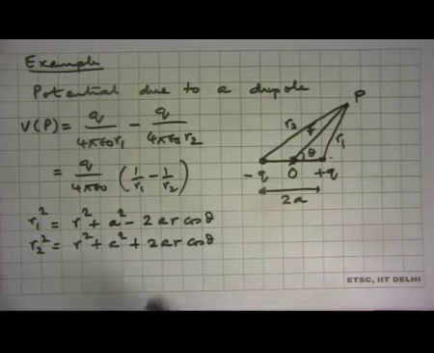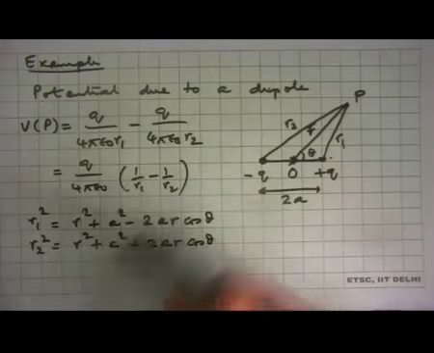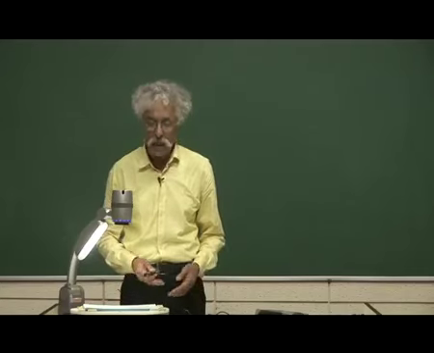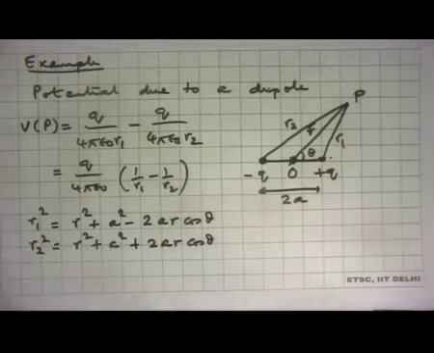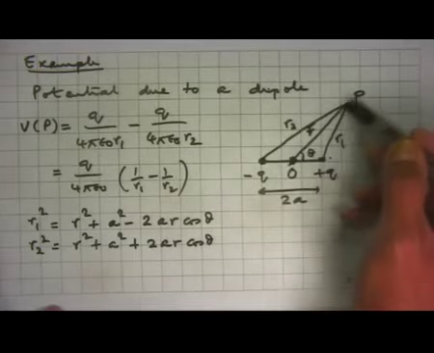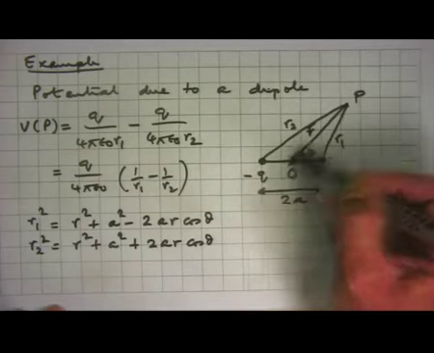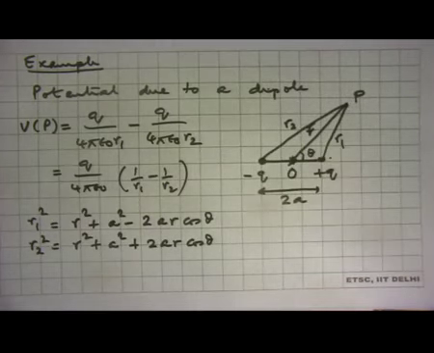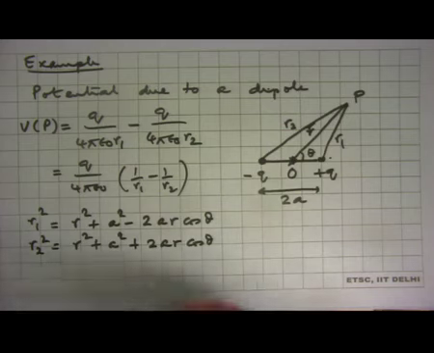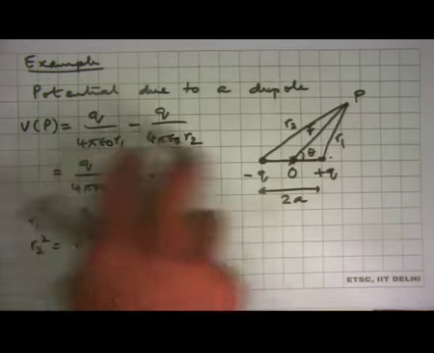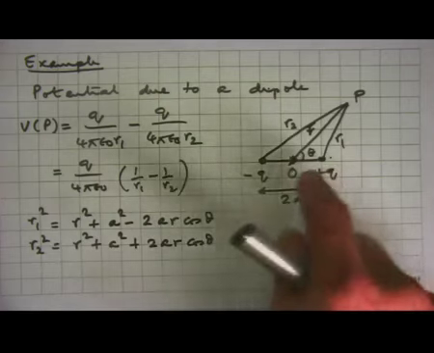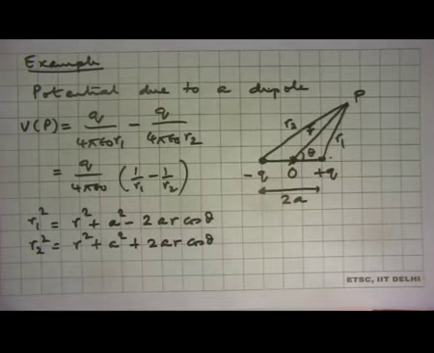Substituting this r1 and r2 in this equation, I can calculate the potential at any point, if I know the distance of that point from the center and the angle made by the line joining the center of the dipole to the point with the dipole axis. This formula can be used to calculate potential at any point, and please remember potential is a scalar quantity. I am just adding the potential because of plus q and the potential because of minus q.